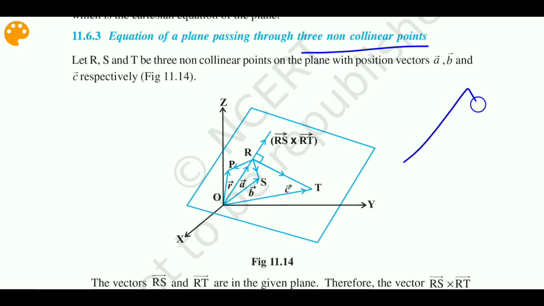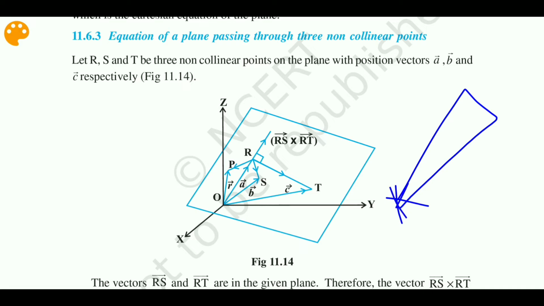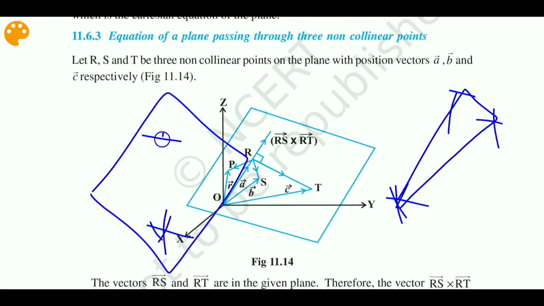Collinear points means these are on the same line, but non-collinear points should not be on a similar line. They may be forming a triangle, present at different locations of this plane. So how will we find out? This is very simple.